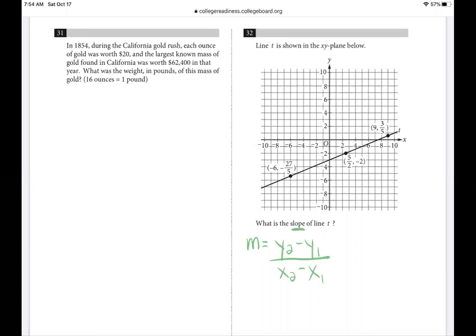Now you could also count the slope, the rise over the run, but with these fractions, it might be easier to use this formula. So go ahead and pause now to try these if you haven't already done so, and we will go through them and go over the answers.